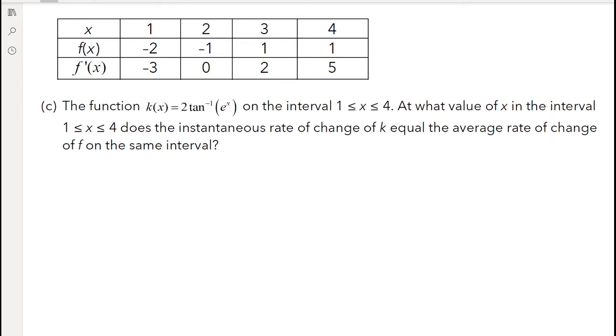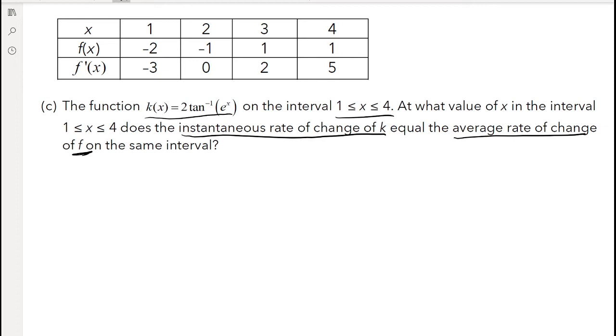My brain went automatically to the mean value theorem. When you look at this, which is a continuous differentiable function on the interval from 1 to 4, I immediately thought there's got to exist a value such that the derivative at that value is equal to the slope of the secant line. That is what the mean value theorem states. But the mean value theorem does not apply to this one because I'm not comparing the instantaneous rate of k to the average rate of k. If I read closely, it's the average rate of f, and I don't know the continuous values for it. I only have the table for it here.